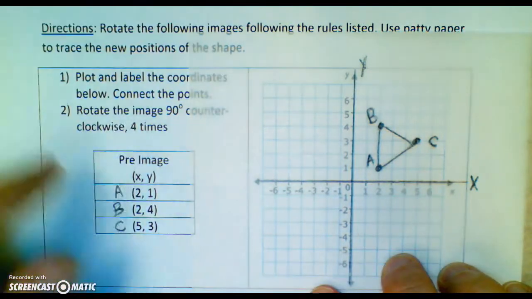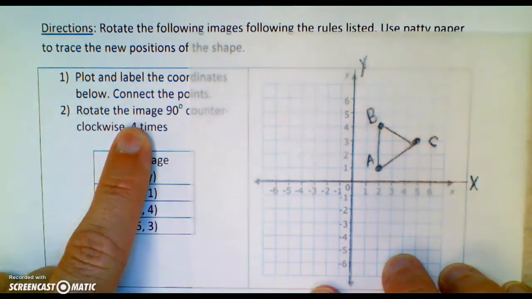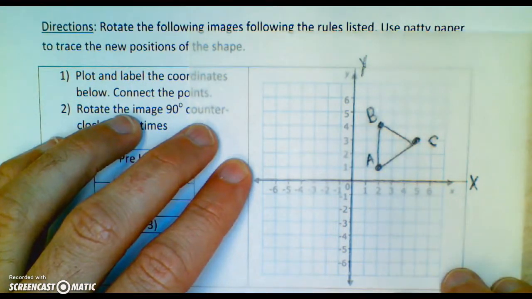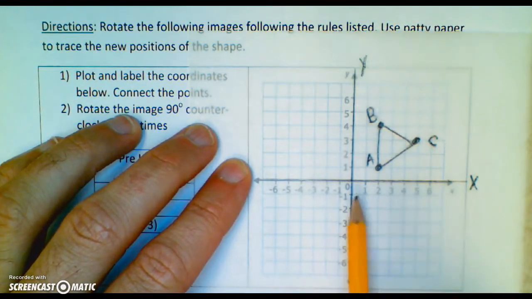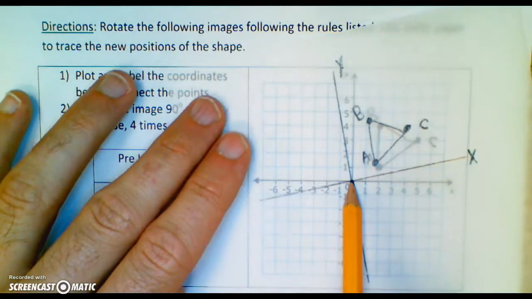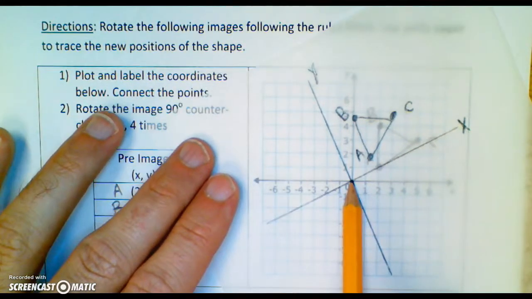Okay, so my instructions say to rotate the image 90 degrees counterclockwise 4 times. I'm going to do it the first time. To rotate 90 degrees, keep your pencil in the origin, on the center of the origin. Don't press too hard, but press enough that it keeps the paper in place. And I'm going to spin it. See how it's moving like that?